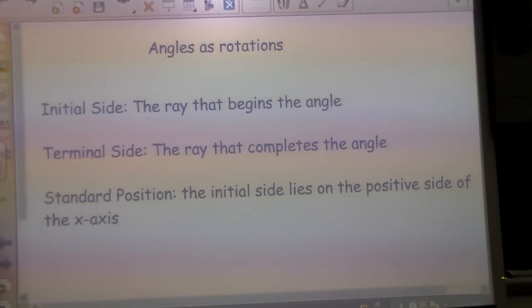All right, very brief video today. We just want to introduce some angles as rotations. Some definitions real quick, so jot these down. The initial side, the terminal side, and an angle of rotation that's in standard position.